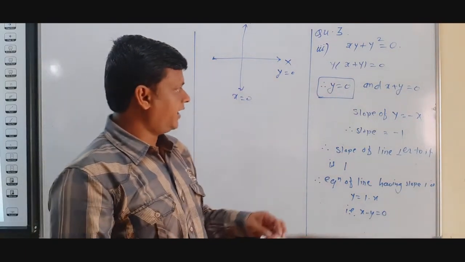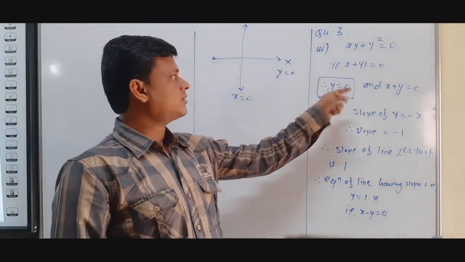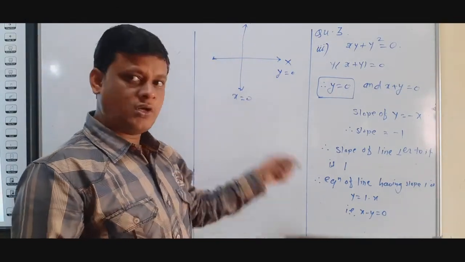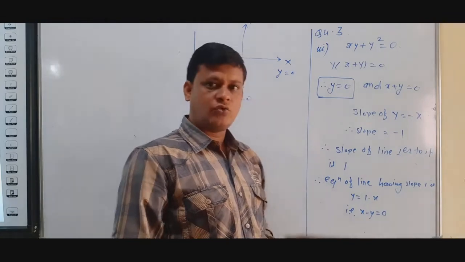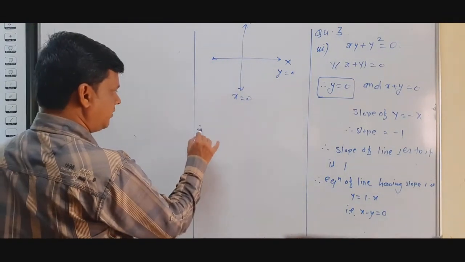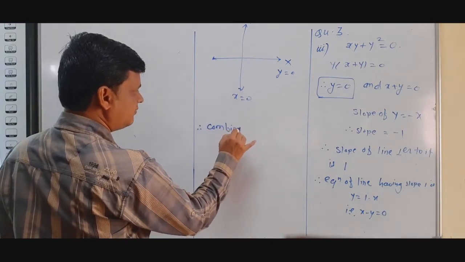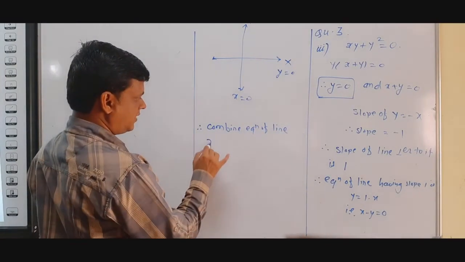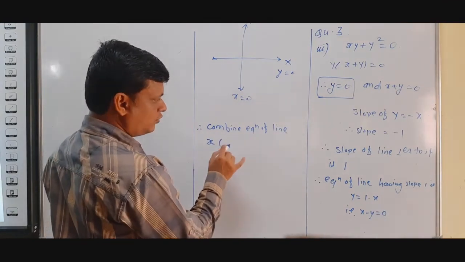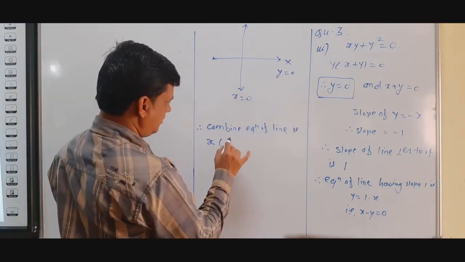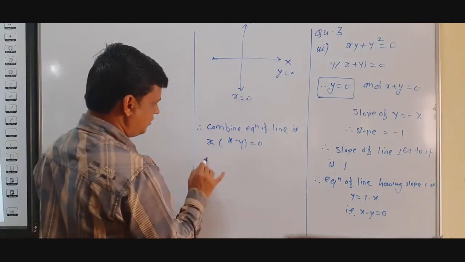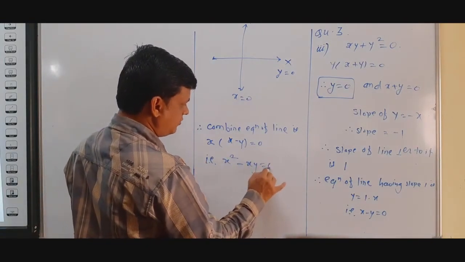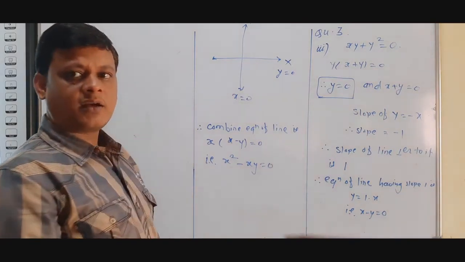So we directly get a line perpendicular to the x-axis, which is the y-axis, whose equation is x equals to 0, and another line x minus y equals to 0. Therefore, the combined equation of the lines is x into x minus y equals to 0, that is x square minus xy equals to 0. This is the required combined equation.